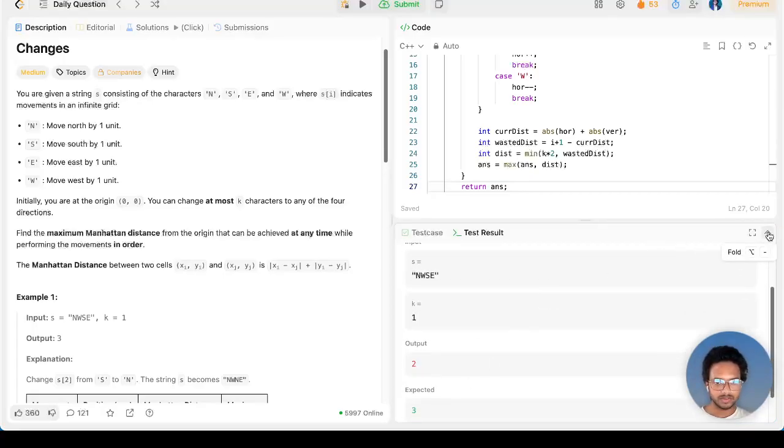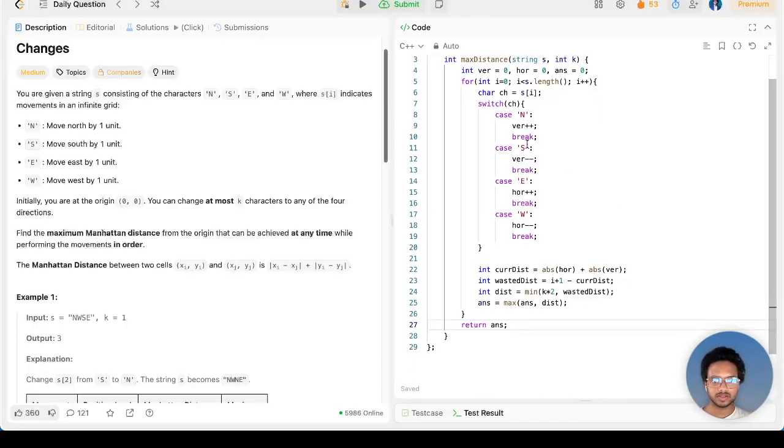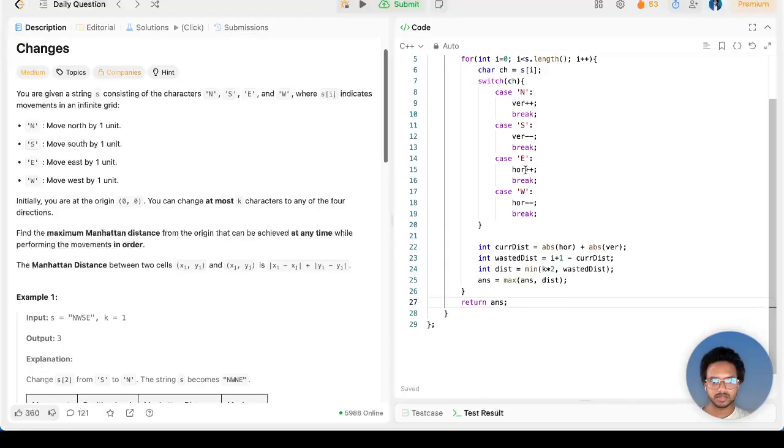So if I look at what I did: for north, vertical plus plus; south, vertical minus minus; east, horizontal plus plus; west, horizontal minus minus. Current distance is absolute of horizontal plus absolute of vertical. Wasted is i plus 1 minus distance. So distance, okay, sorry, distance will be current distance plus the distance I can recover.